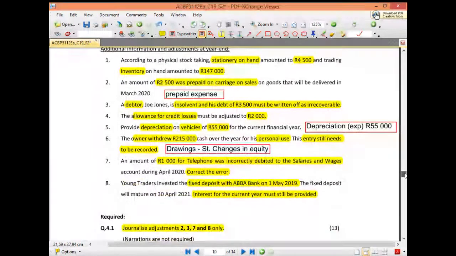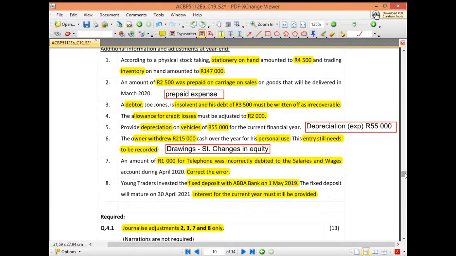Okay, then we've got the last item. Young Traders invested in a fixed deposit at ABA Bank on 1 May, so in the beginning of the year. The fixed deposit will mature 30 April. So that is only relevant for disclosure purposes when it matures. It will show you whether it's a long-term or short-term asset, or current and non-current. Because it will mature 30 April 2021, it will mature within the next 12 months, so it would have been a current asset in the scenario.